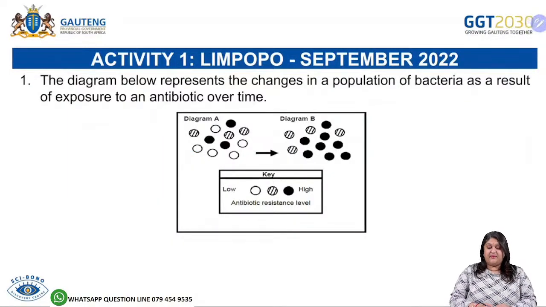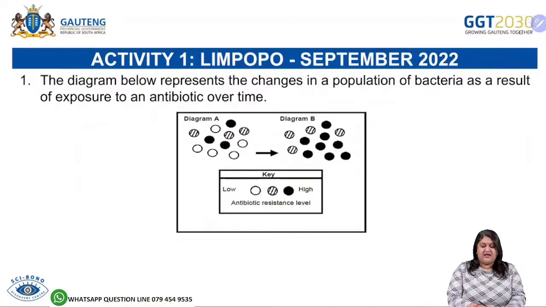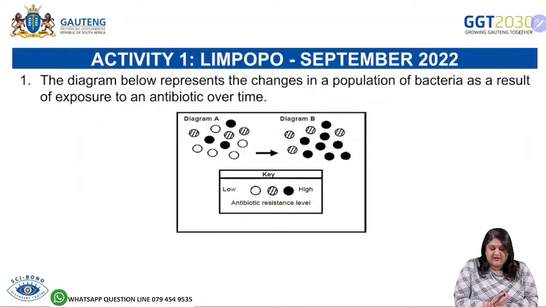Right, so this is taken from the Limpopo September 2022 paper. The question says the diagram below represents the changes in a population of bacteria as a result of exposure to an antibiotic over time. So what they're showing us over here is that we have diagram A and we have diagram B, and they're all different circles, right? Some are shaded, some are unshaded, and some have a diagonal print on it. Let's look at what the key is showing us. So they're showing us that this is the antibiotic resistance level, with the unshaded one being low and the shaded one being high. So the one in the middle will be moderate.